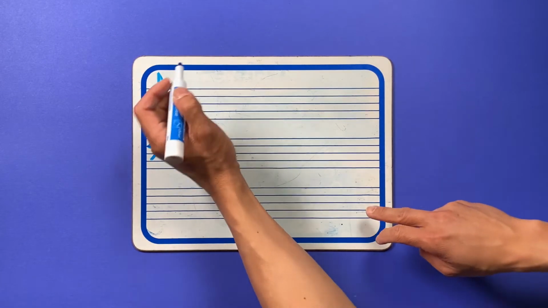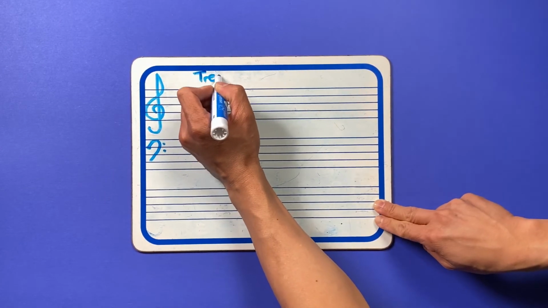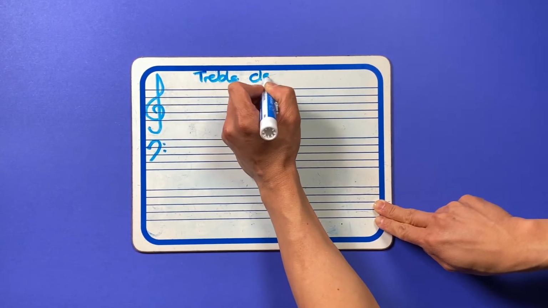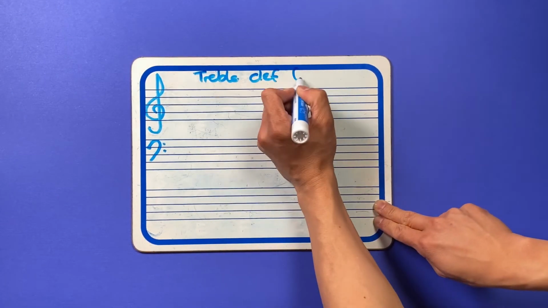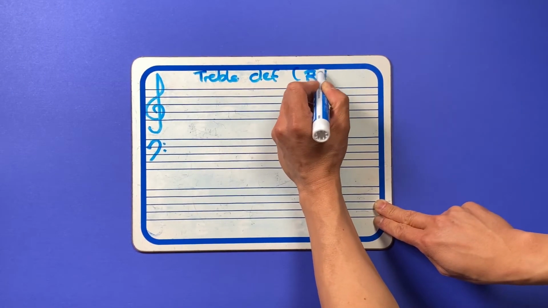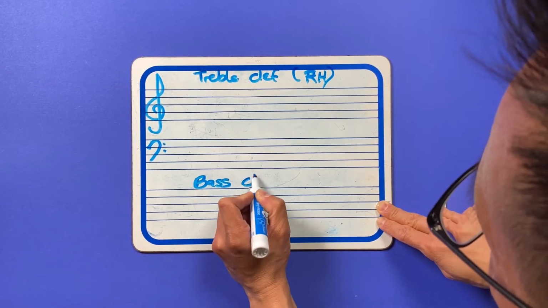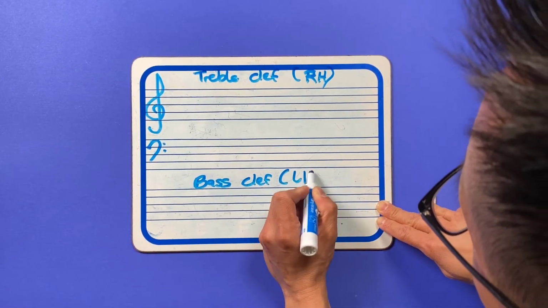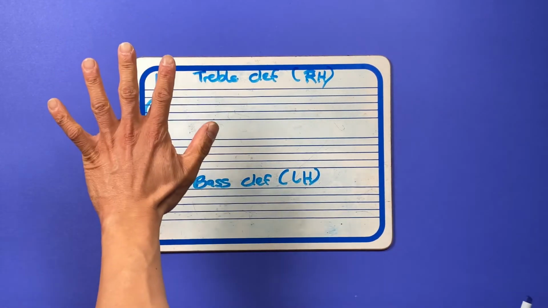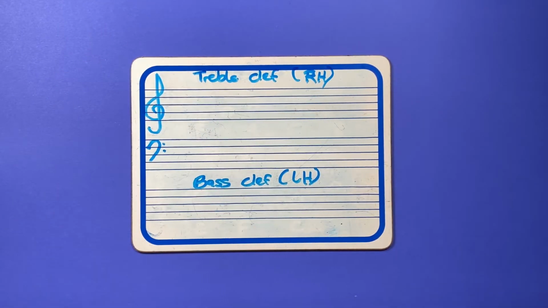Let's spell that. Treble clef, you spell with a T. Treble clef, you play with your right hand. And that is the bass clef. And bass clef, you play with your left hand. Treble clef, right hand. Bass clef, left hand.